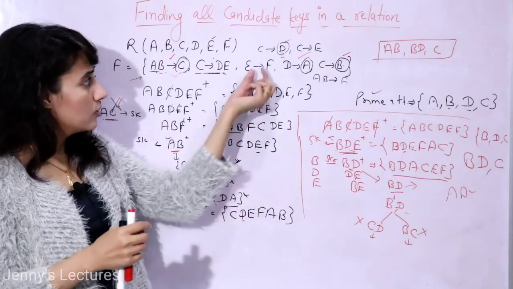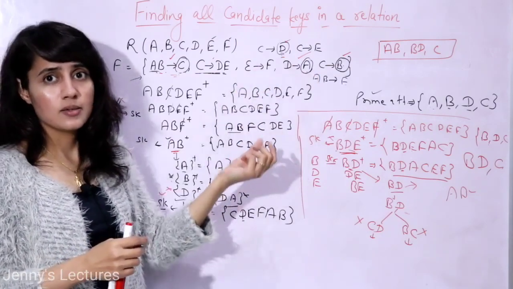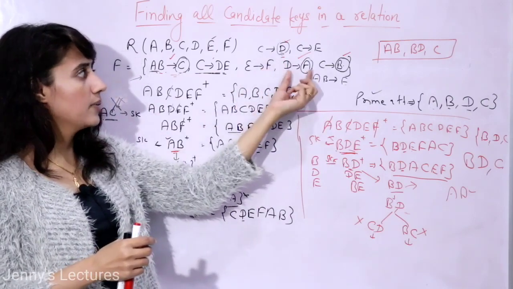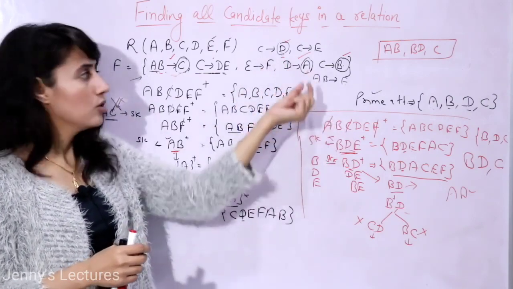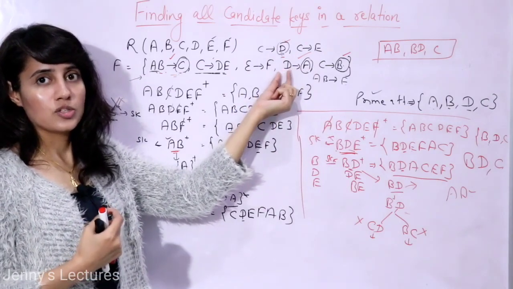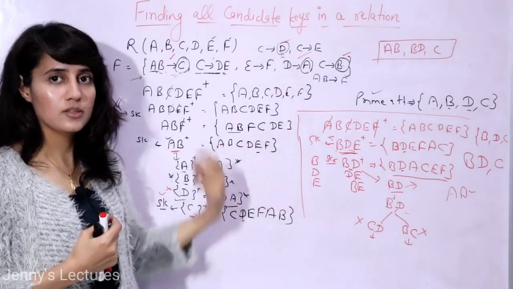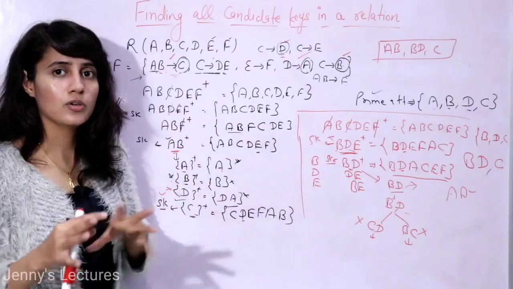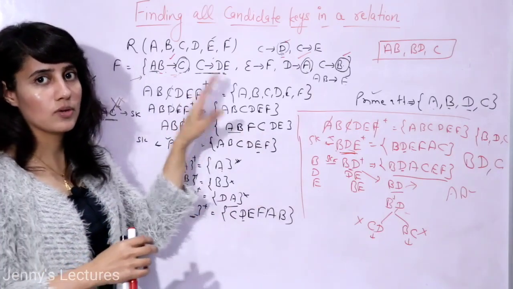If prime attributes are present on the right hand side, then use those functional dependencies and replace that attribute in the candidate key with the left hand side attribute of the functional dependency. Fine, like this you will get all the possible candidate keys in that relation.